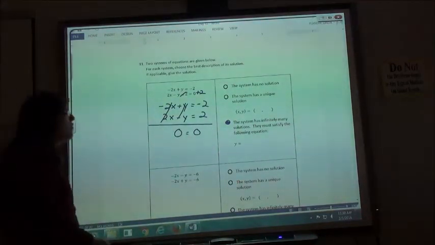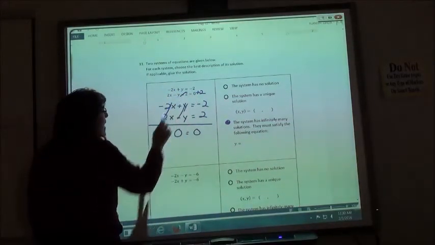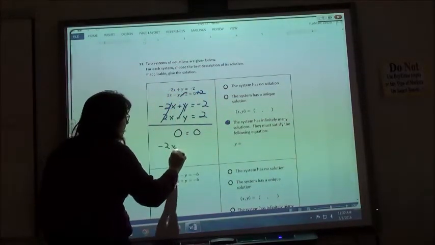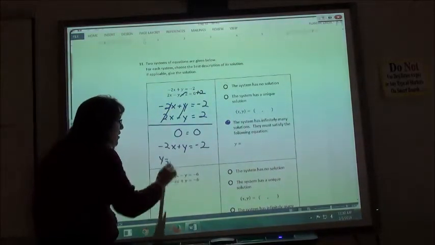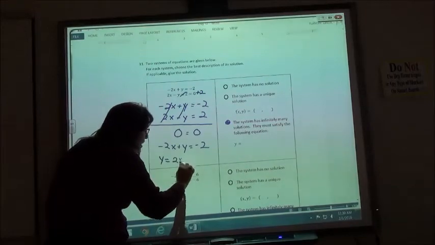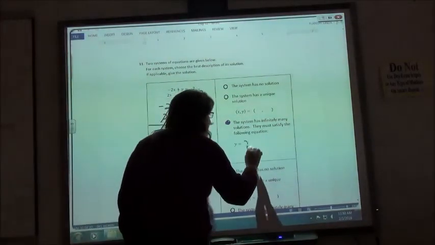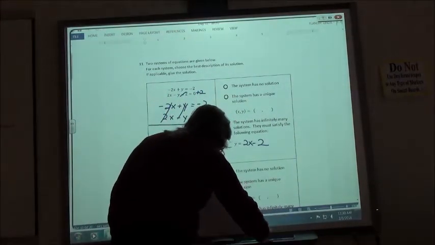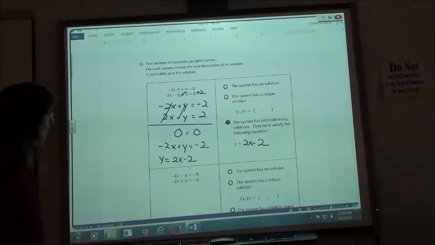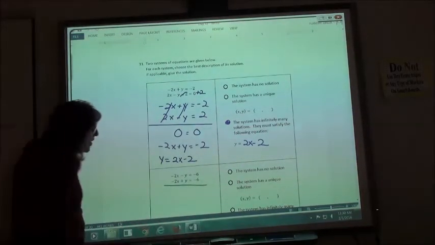And then I'm going to solve one of my equations for y. I just use the top equation, negative 2x plus y equals negative 2. So y is going to equal, that's going to become a positive 2x. So y equals 2x minus 2. Bottom equation, if I solve that one, adding those two equations together.